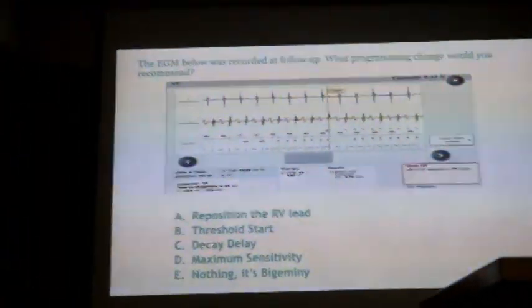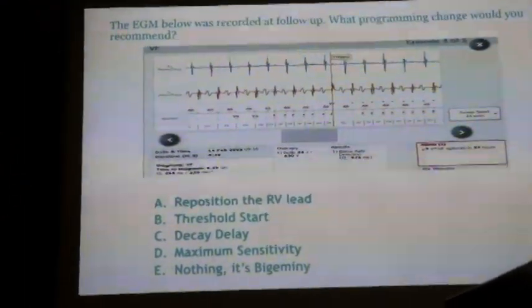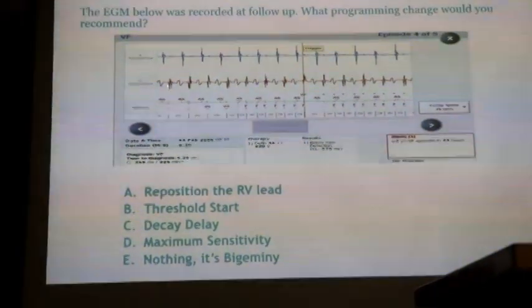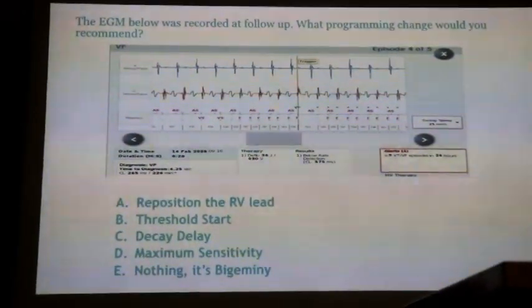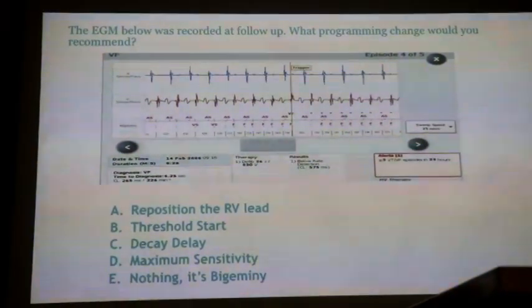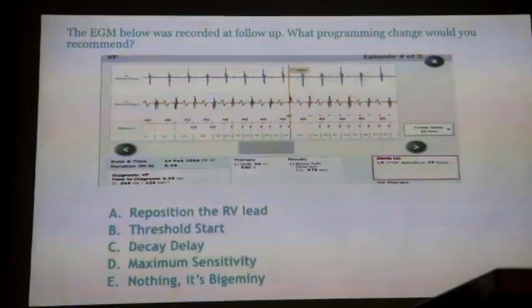So how do you fix this with this patient? Definitely decay. So here are your choices. You can reposition your RV lead, change threshold start, change decay delay, change the maximum sensitivity. You could change the threshold start, but some of these signals are very similar in size to the R wave. So if you make it not sense this, you might have a little bit of a problem when you get VF.